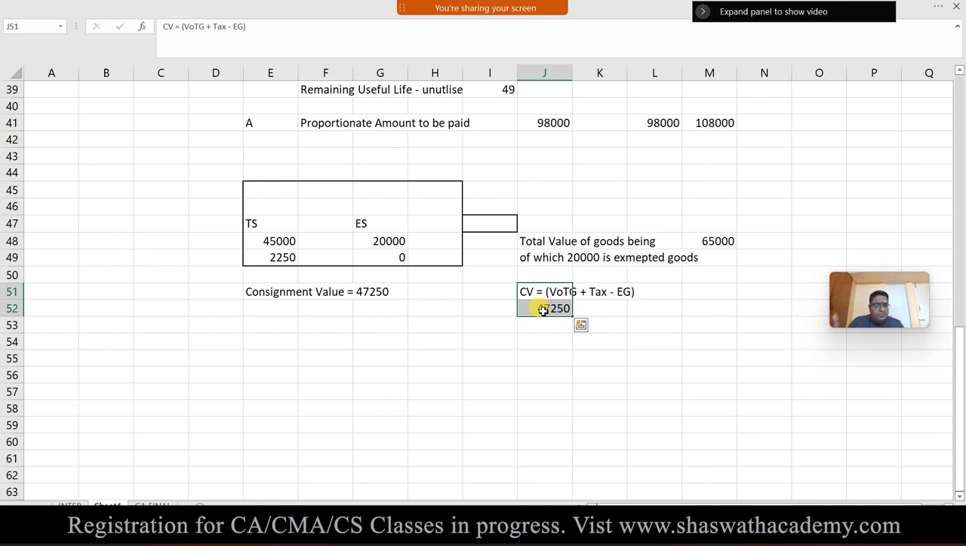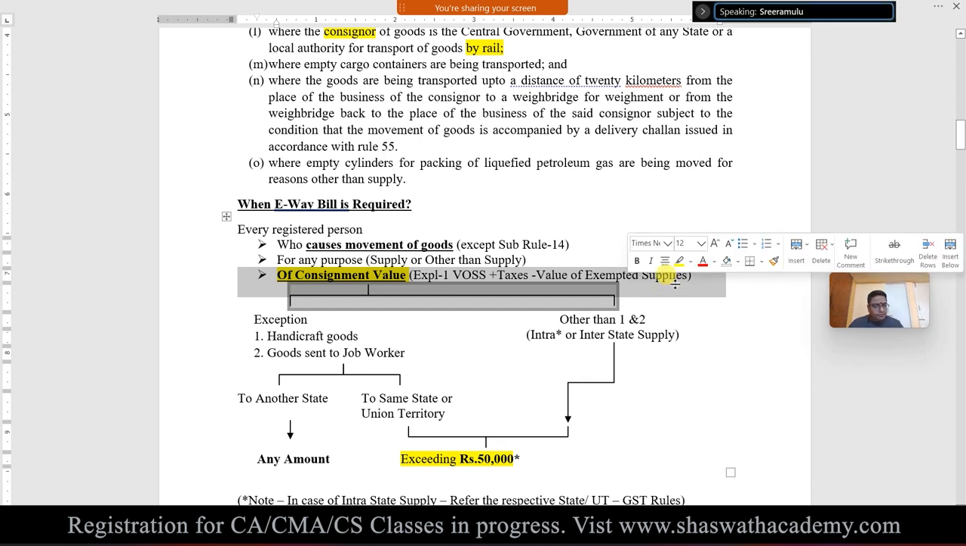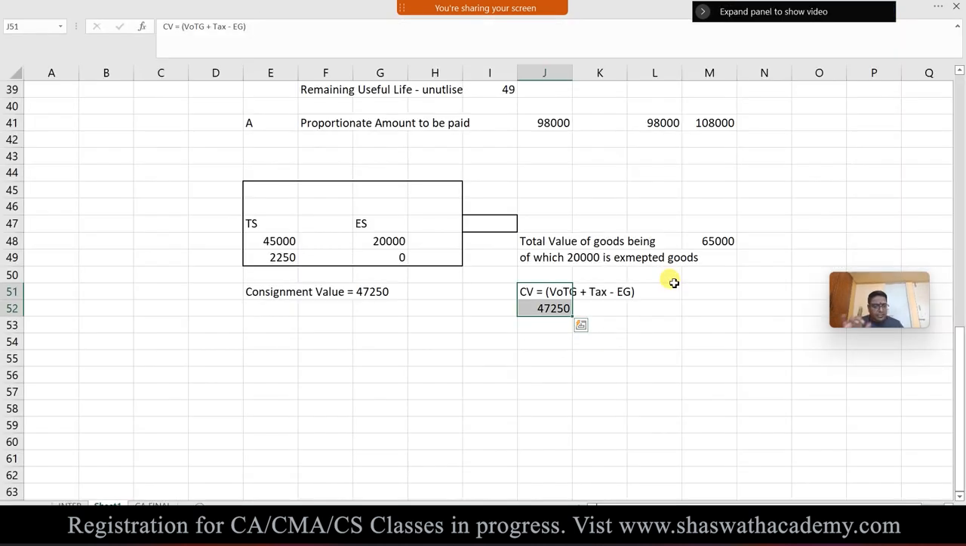What is the whole objective, sir? Whole objective is not mathematics. This minus is considered as not to include. You are not supposed to include the value of exempted supply as consignment value. Very simple. Guys, are you with me? Is it clear?